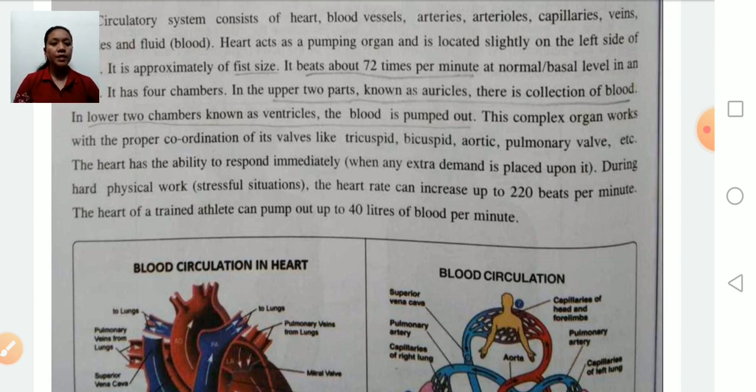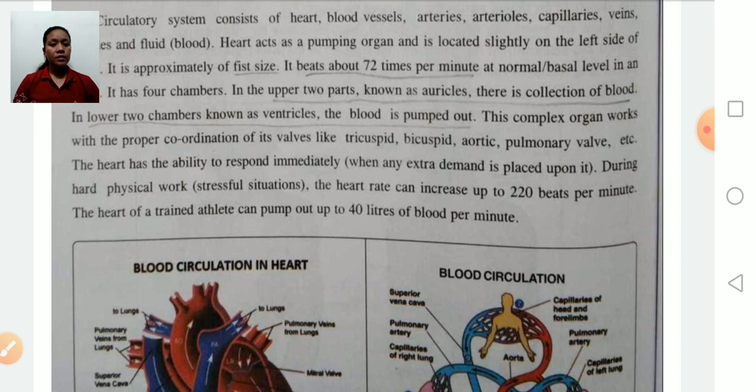The heart has the ability to respond immediately when an extra demand is placed on it. Whenever there is extra demand, it will respond immediately. During hard physical activity or during a stressful situation, the heart rate increases up to 220 beats per minute.